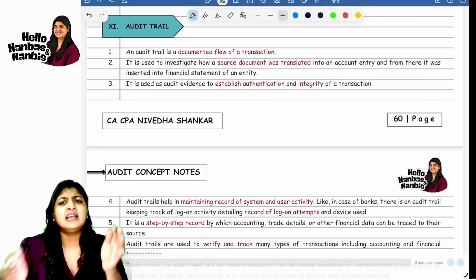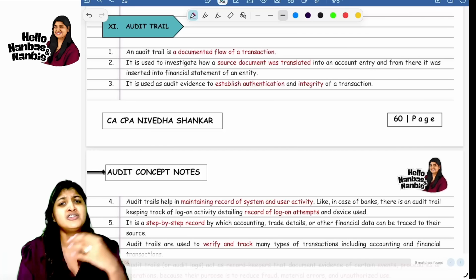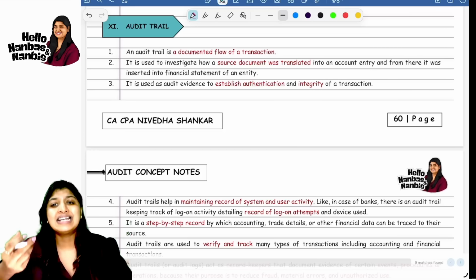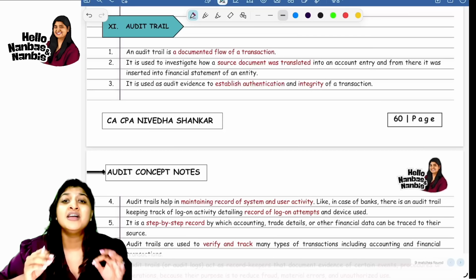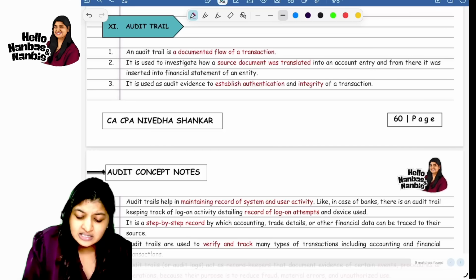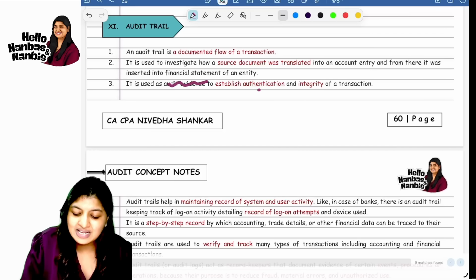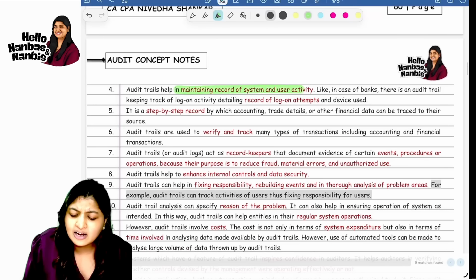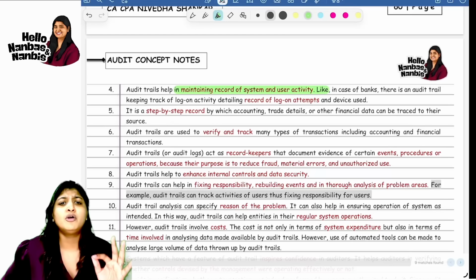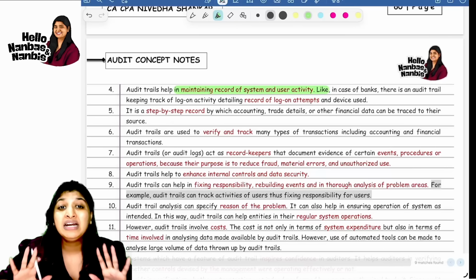Audit trail is basically the documented flow of transaction as to how the source document is translated into an accounting entry, and from the accounting entry, how it is translated into the financial statements. This is the audit evidence which is used to establish integrity and authentication. It helps to maintain record of system and user activity. There are about 13 points here. You can remember 10 points.